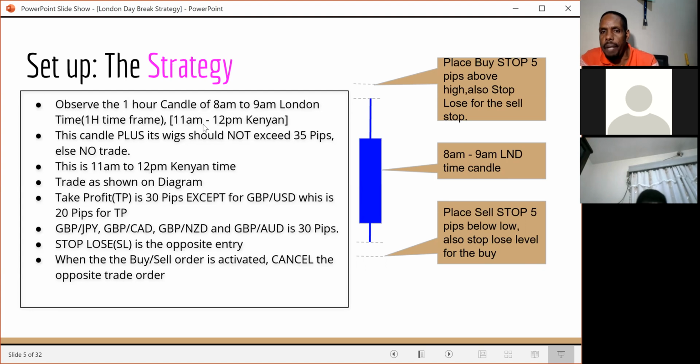So you are observing that particular candle as it is forming. If you can see the candle here that I've drawn, so if the candle is forming like this between 8 and 9 London time, which is 11 and 12 our Kenyan time, you observe that particular candle. All right. This candle plus its wicks should not exceed 35 pips.